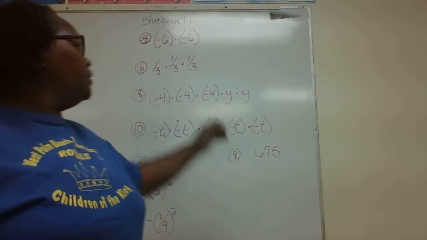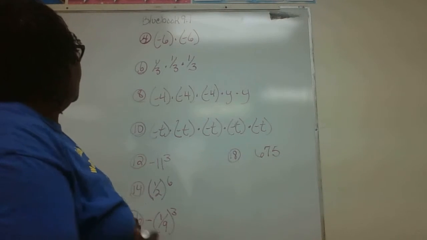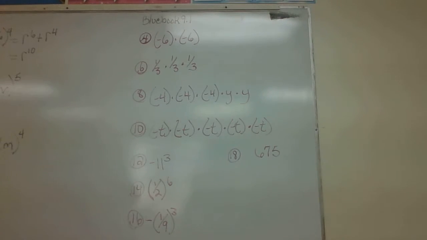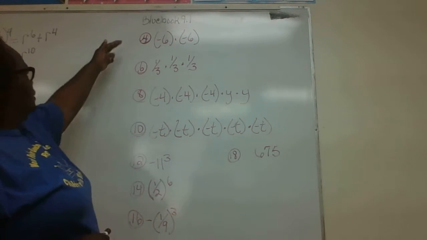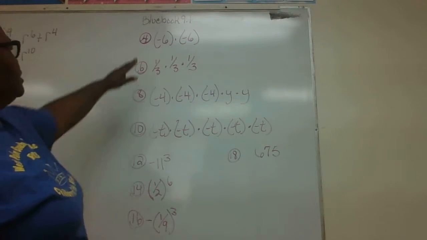Hello class, today we're looking at Bluebook 9.1. We're asked for numbers 4 through 10 to write the product using exponents. From here to here we're writing the product using exponents. So let's take a look.